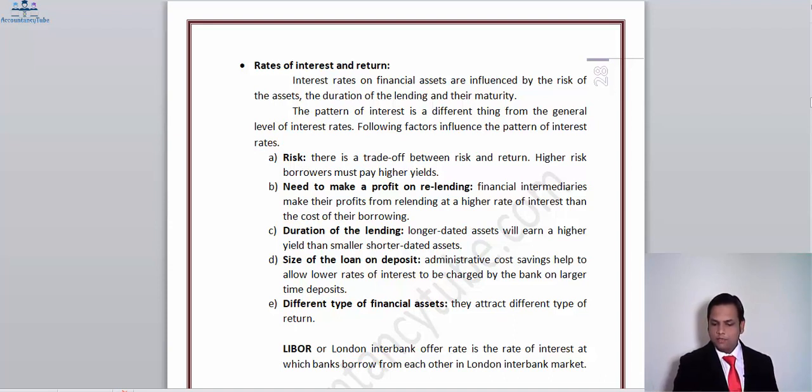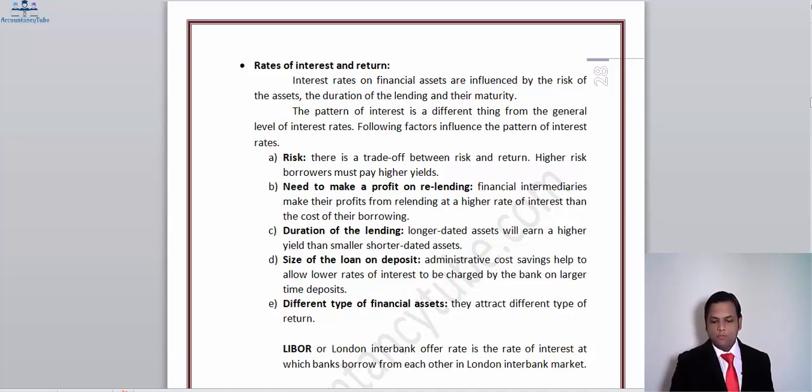Now, the pattern of interest rate is a different thing from the general level of interest rate. Let's look at that. Risk. There's a trade-off between risk and return. Higher risk borrowers must pay higher yields. As I've just told you, if a company is highly risky, it already has a lot of debt capital involved, which means it has to pay those debt holders as well, and then also me, who is investing in that company. So I expect a higher return from them.